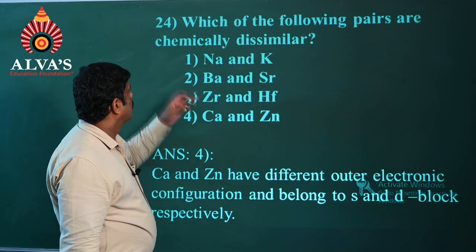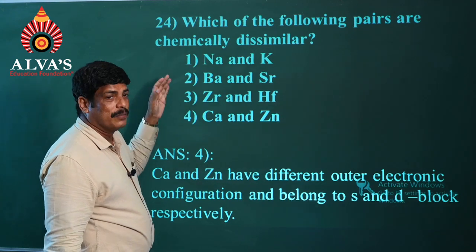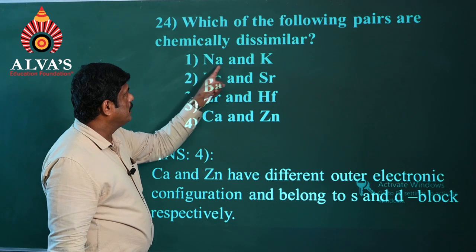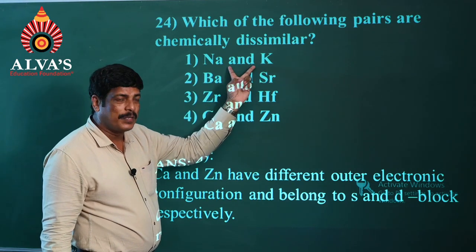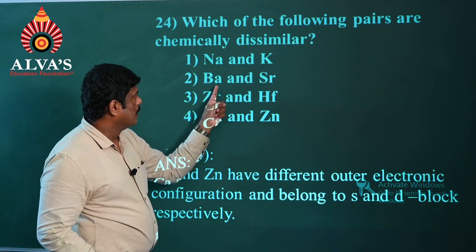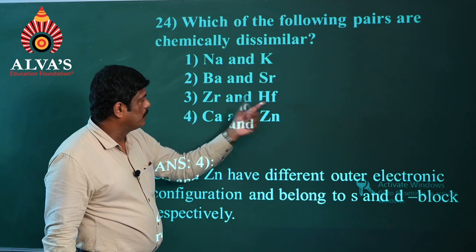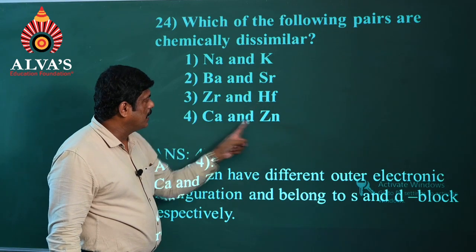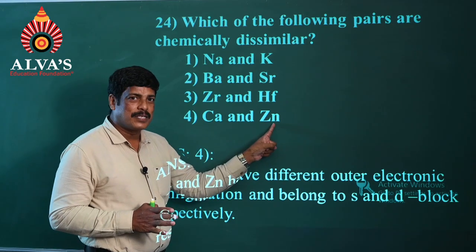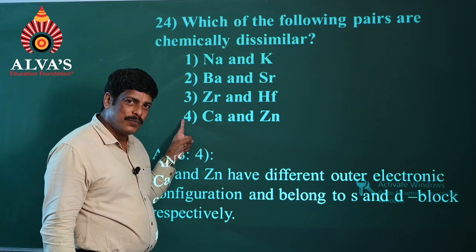Number 24. Which of the following pairs are chemically dissimilar? Na and K both belong to the s-block elements, so they have the same chemical properties. B and Al belong to the same group. Zr and Hf belong to the d-block elements. Ca belongs to the s-block whereas Zn belongs to the d-block, hence they have dissimilar properties. Hence the option is the fourth option.